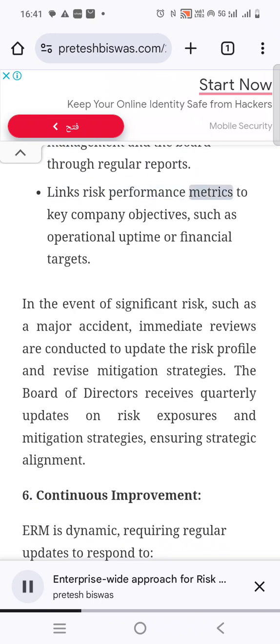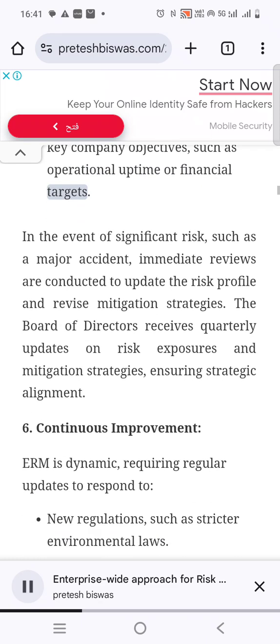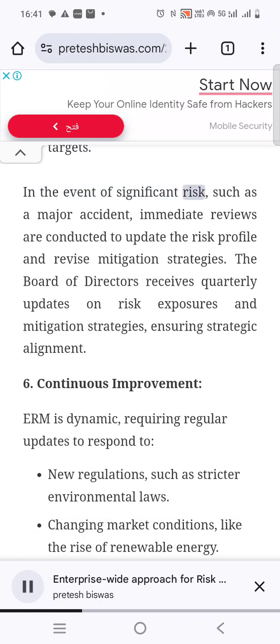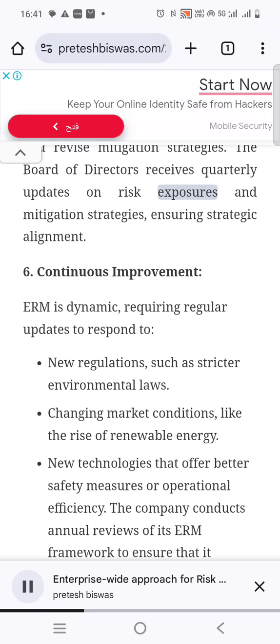It links risk performance metrics to key company objectives, such as operational uptime or financial targets. In the event of significant risk, such as a major accident, immediate reviews are conducted to update the risk profile and revise mitigation strategies. The board of directors receives quarterly updates on risk exposures and mitigation strategies, ensuring strategic alignment.